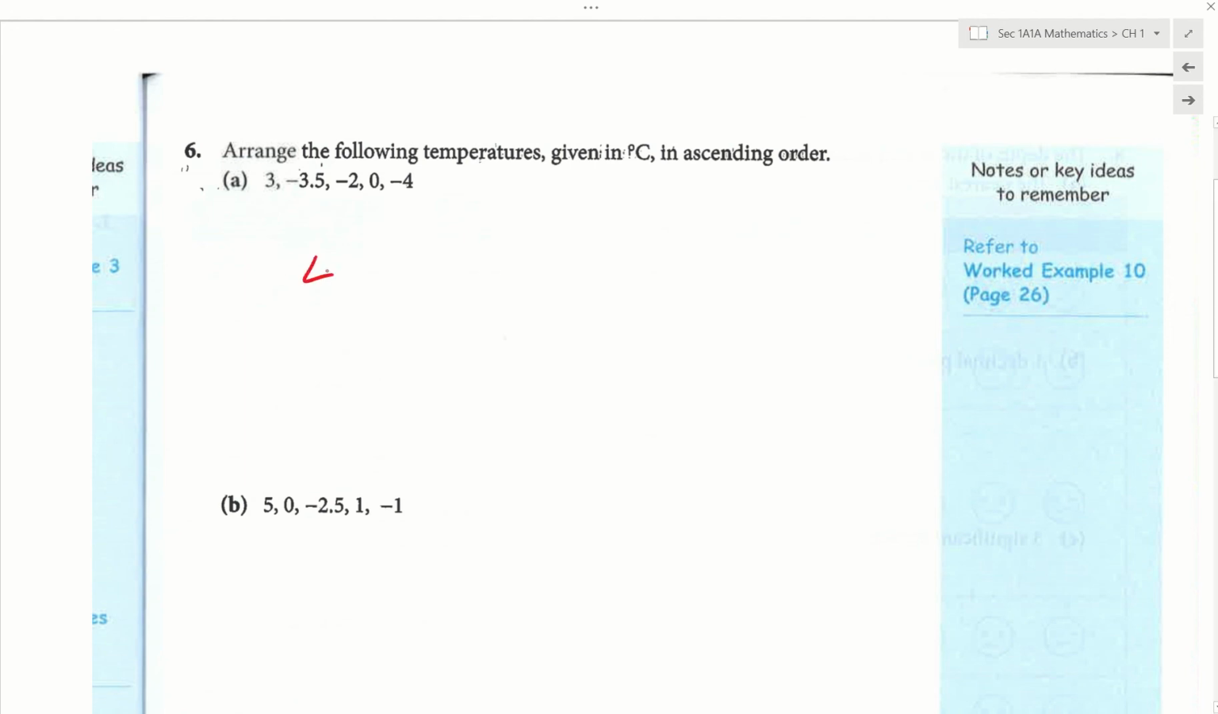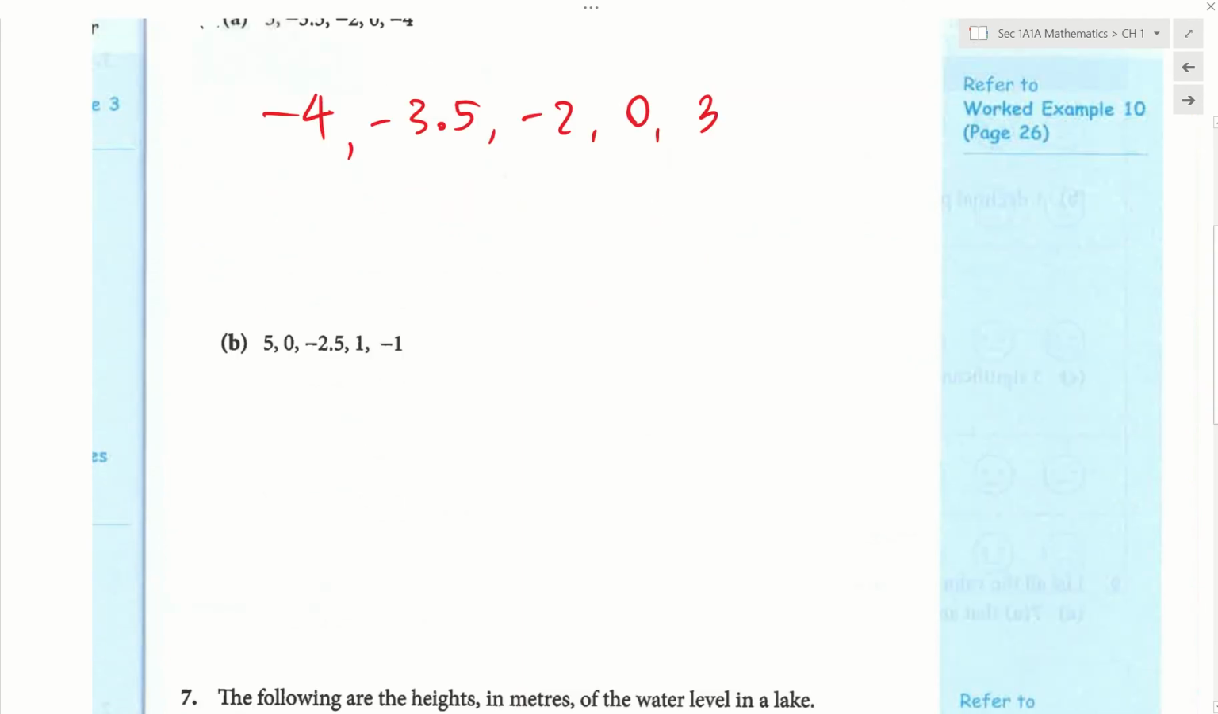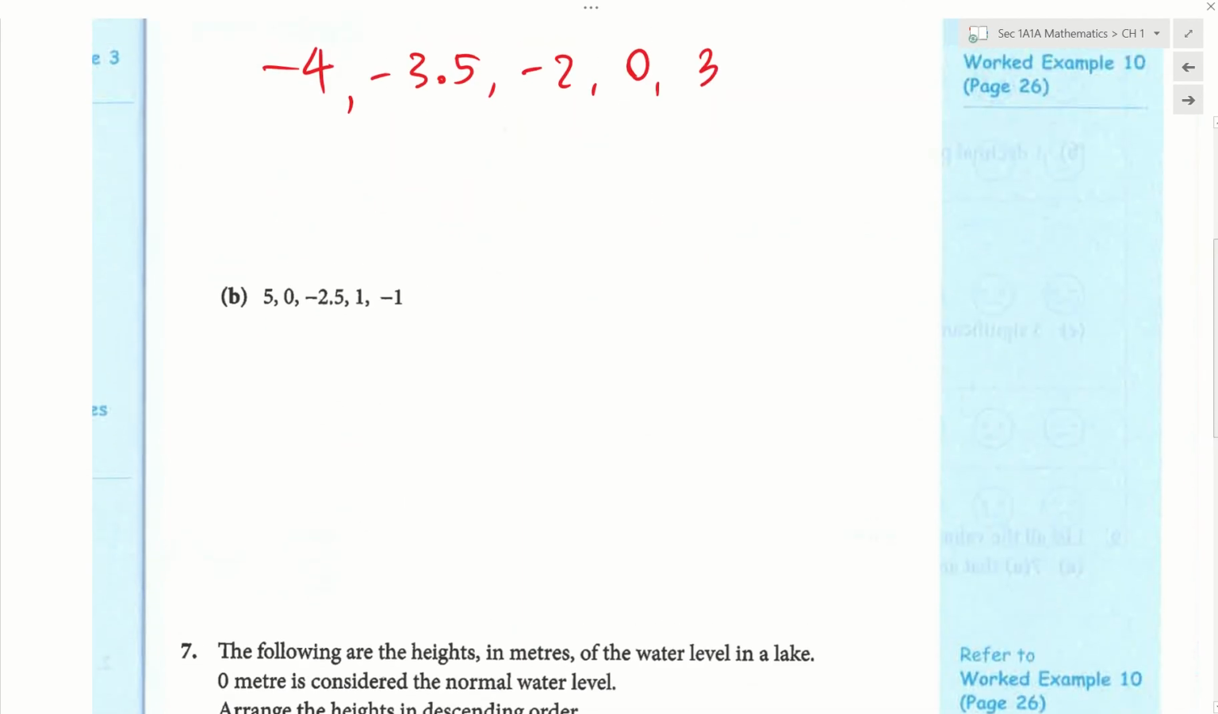-4, followed by? Okay. Then? Okay, good. Next. Ascending order. What do we have? -2.5, not -2.5. Then?